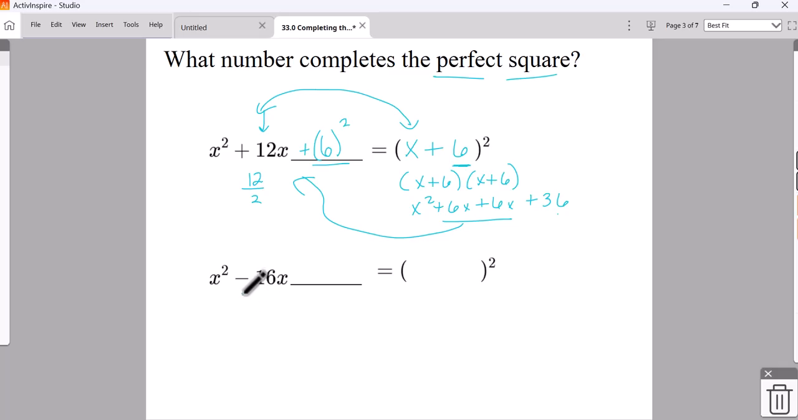So it'll work the same way here. Divide this by 2, and this would be negative 8 squared. And so we're adding that negative 8 squared. And because this number is negative, we're subtracting, so it's x minus 8 squared.